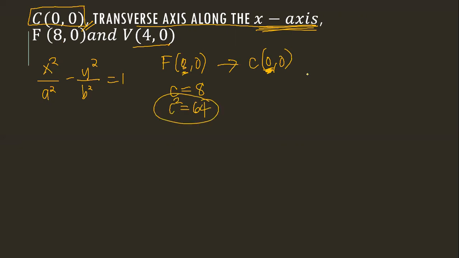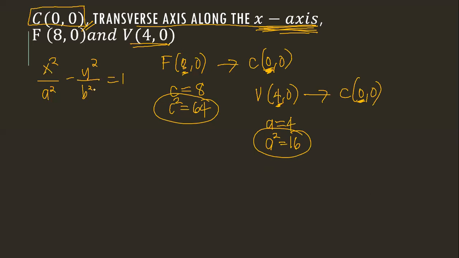So the vertex, which is 4, 0, is coming from the center which is 0, 0. Ang nadagdag kay x, kasi parallel din kay x, from 0, naging 4. So we can say a is equal to 4. Then a squared is equal to 16. Ang kailangan natin ay a squared and b squared. To get b squared, we have c squared equals a squared plus b squared. So c squared natin is 64 equals 16 plus b squared.